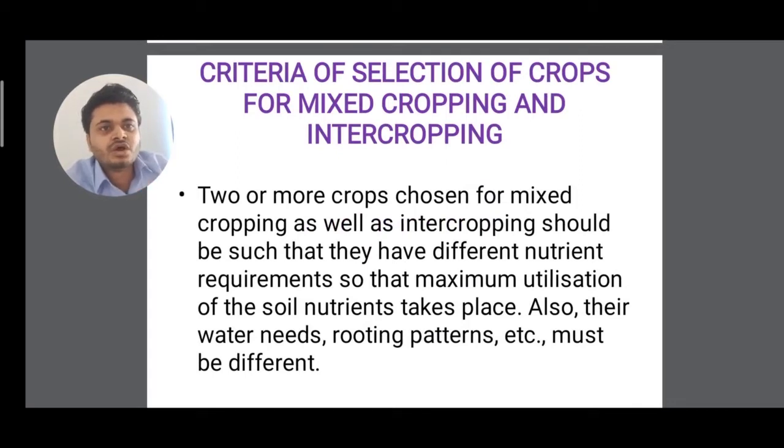Next, criteria for selection of crops for mixed cropping and intercropping. Two or more crops chosen for mixed cropping as well as intercropping should be such that they have different nutrient requirements, so that maximum utilization of the soil nutrients takes place. Also their water needs, rooting pattern, etc. must be different. Clear?